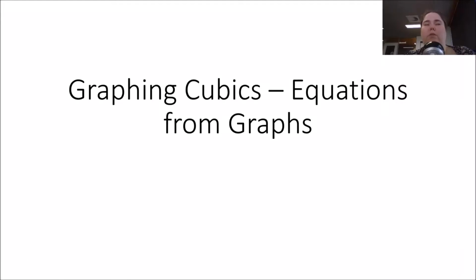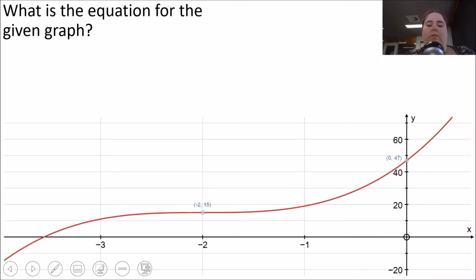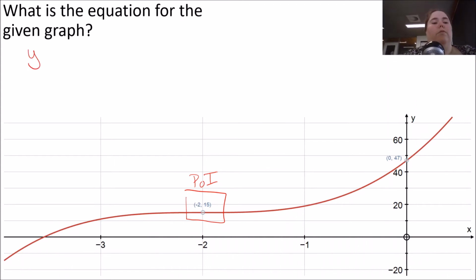So now we want to do the reverse. We want to get the equation from the graph. So here I have a graph, and I can see this is a point of inflection graph. They've given me the point and they've labelled it clearly. So from that, I know it is a point of inflection graph, which my equation looks like that.